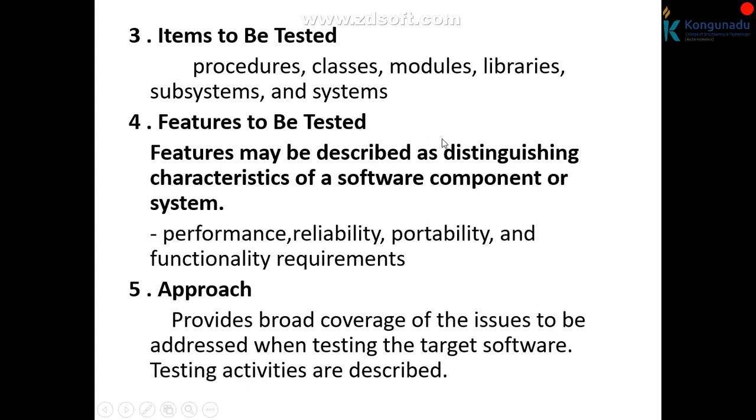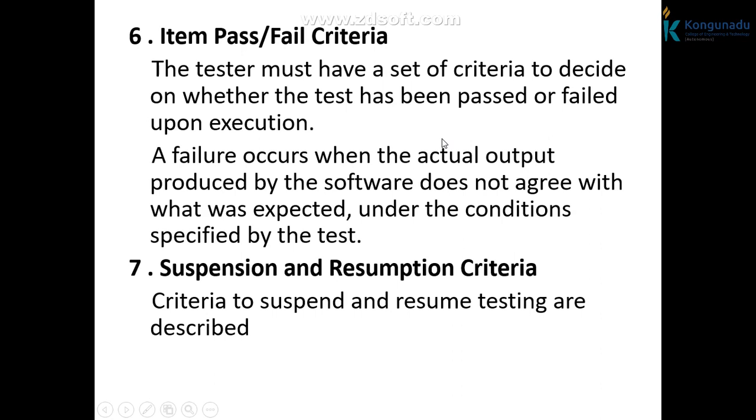Next test component is item pass or fail criteria. The tester must have a set of criteria to decide whether the test has passed or failed upon execution. A failure occurs when the actual output produced by the software does not agree with what was expected under the conditions specified by the test.